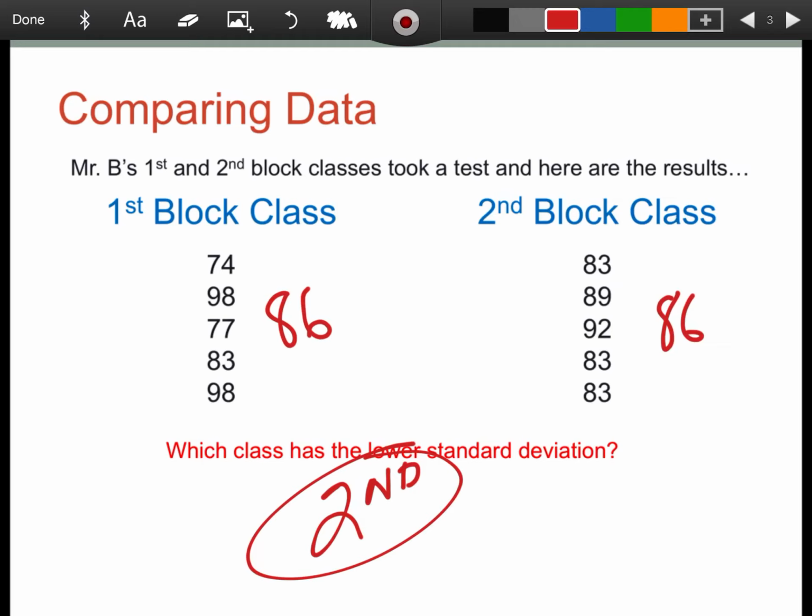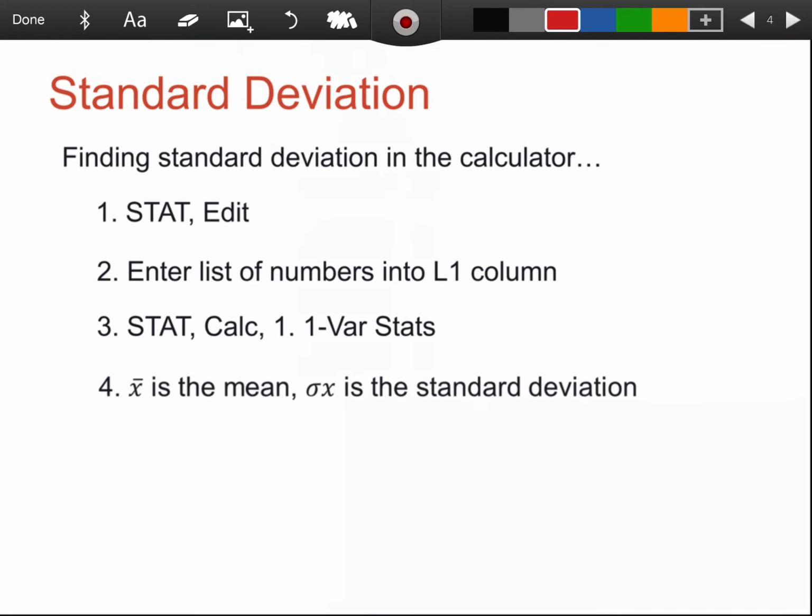You probably just thought, well, second class, a lot of their values are higher and they're more closely around the mean, even though you probably didn't think in those terms, but it probably just looked that way. So we're going to use this standard deviation going forward a lot in this chapter.